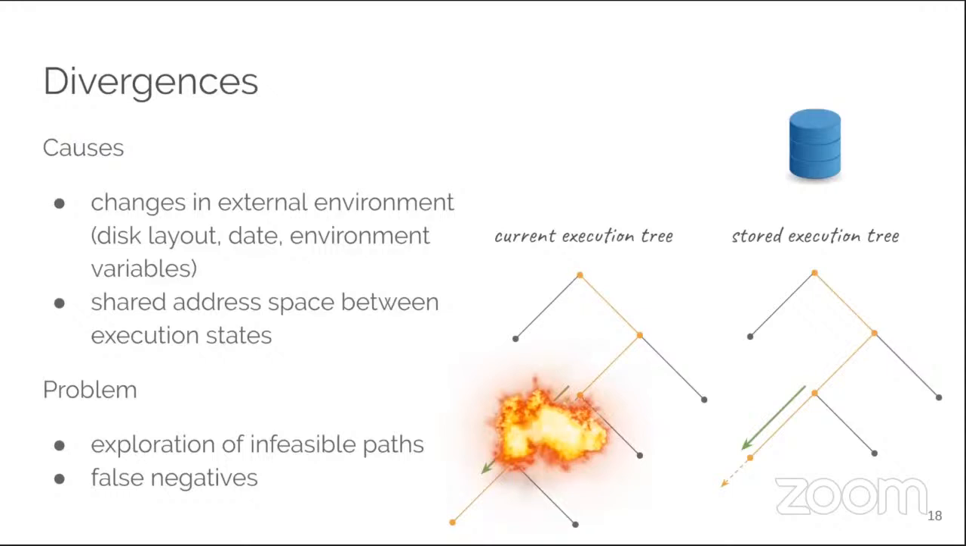The causes for divergences are manifold. It can be changes in the environment, such as the number of files in a directory or the free space on disk, or in some execution engines, the shared address space among execution states. Here, the exploration strategy influences the order of allocations. That means addresses returned by the underlying allocator vary between runs, and applications that use, for instance, hash maps over pointers diverge. Actually, a large part of our engineering effort went into the execution engine itself to make it more deterministic.